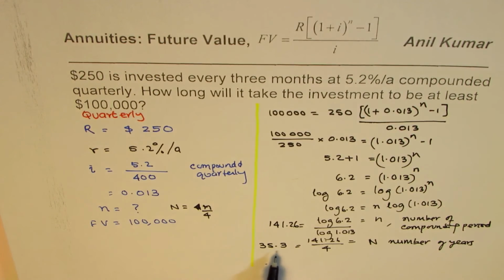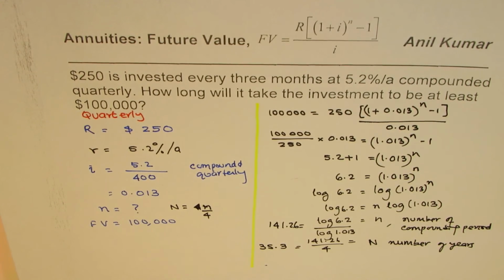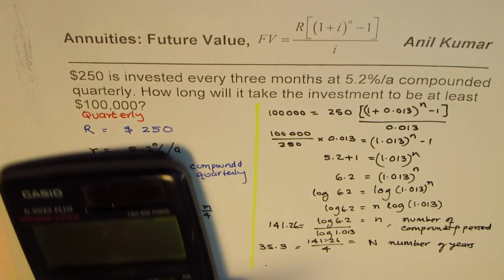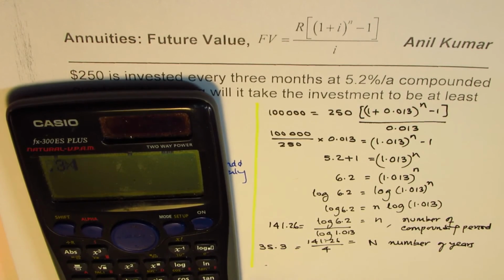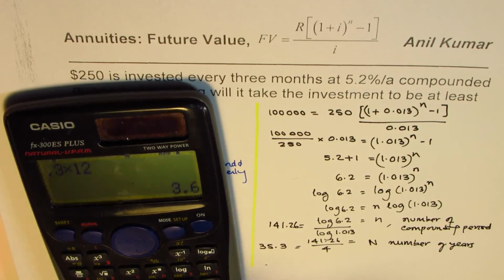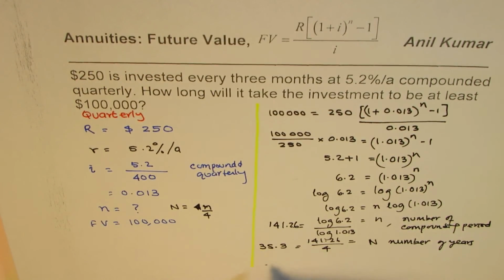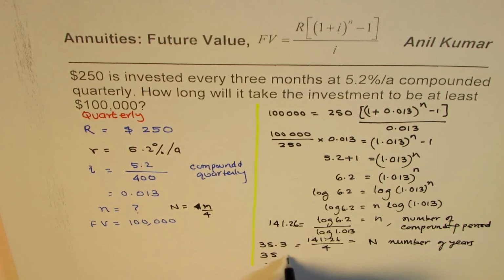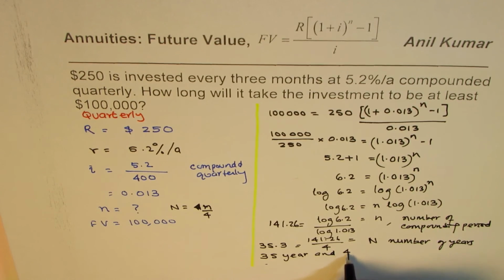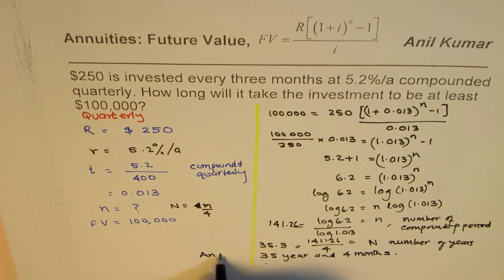So we get 35.3. Now what is the meaning of 0.3? So it is 35 years, and 0.3 means what? So we'll multiply 0.3 by 12 to get the number of months, which is 3.6. So let's say 4 months, right? So it's all quarterly, so 4 months. So we can write this as 35 years and 4 months. So that is the answer.